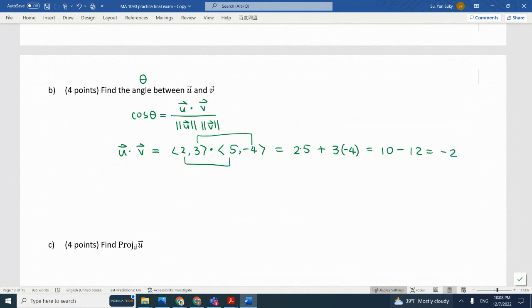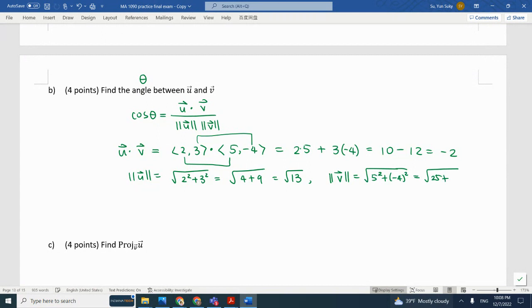Then the magnitude of u, where u is (2, 3): each component squared, take the square root. 2 squared is 4, 3 squared is 9, so we get the square root of 13. Magnitude of v, where v is (5, -4): each component squared, add them up, take the square root. 5 squared is 25, -4 squared is positive 16. So that is 41.